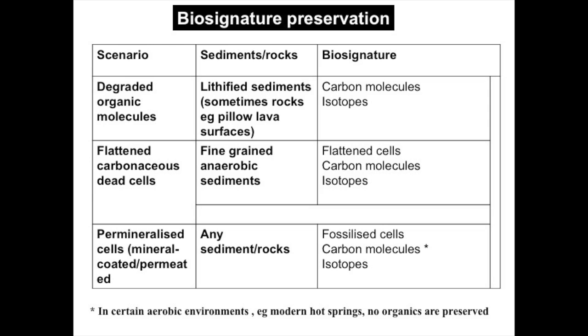We can preserve degraded organic molecules. These will be preserved in anaerobic sediments. We can find them in lithified sediments. Sometimes they can be found also associated with rock surfaces, for instance, pillow lavas. And the kinds of signatures we can find are the carbon molecules themselves, isotopic signatures, etc.